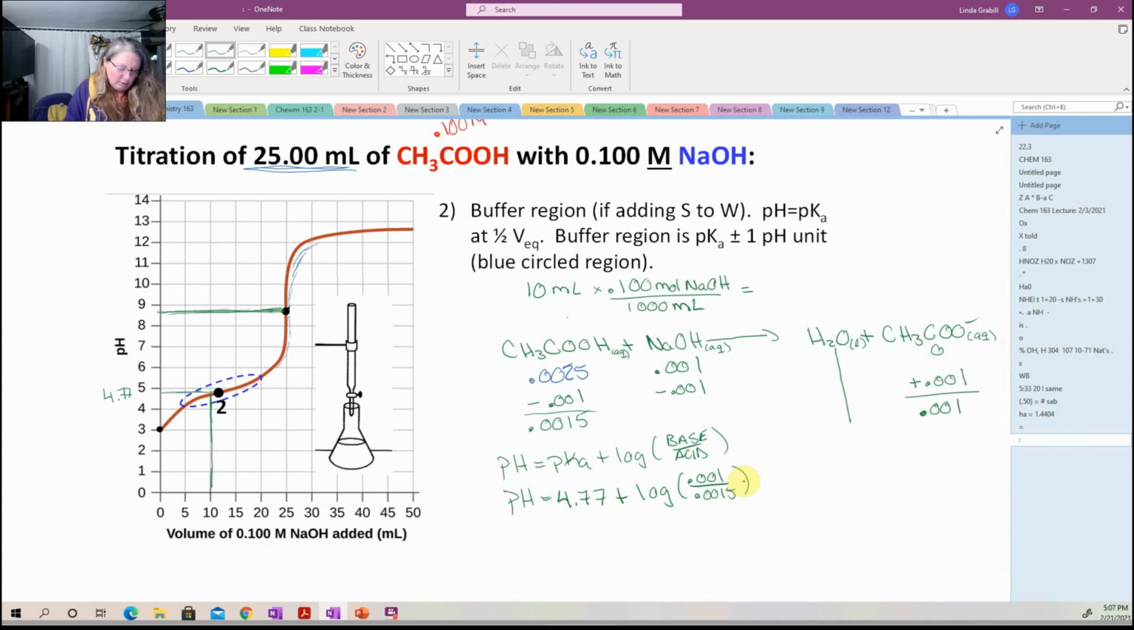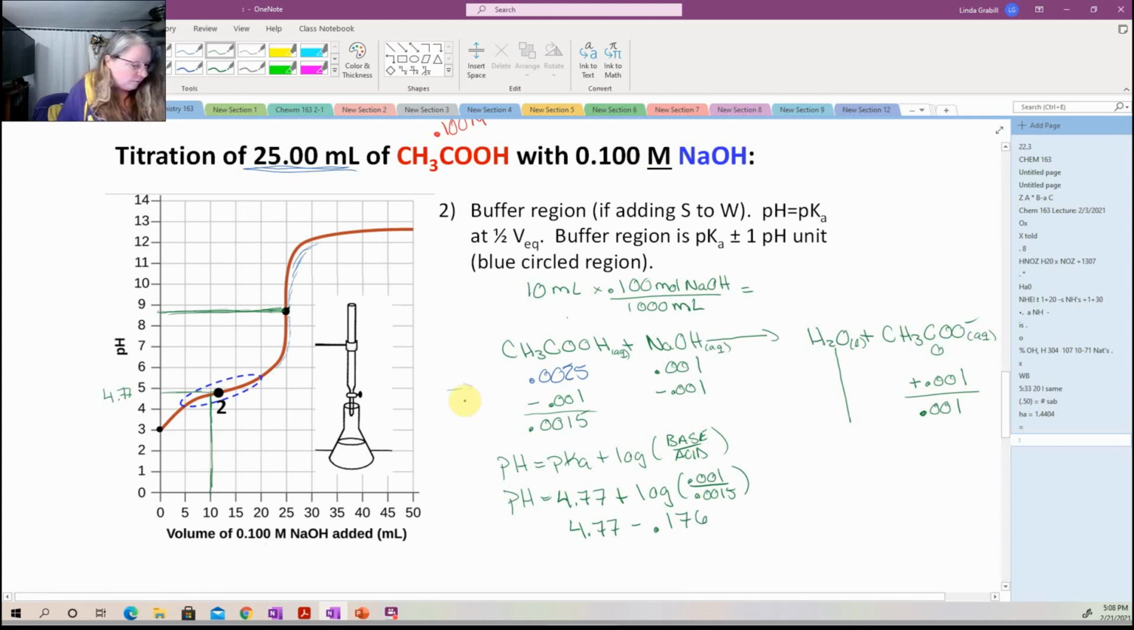Log 0.001 divided by 0.0015. So I get 4.77 minus 0.176. Let's check sig figs. I have 4 in my volume, and I used that. I had 4 and 3, so I had 3 here. So I'd have 3 here. Ignore these numbers. I truncated.